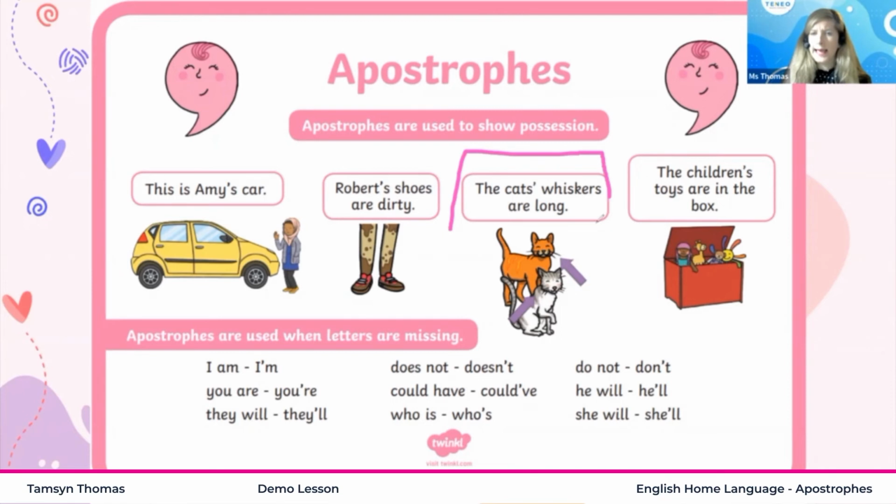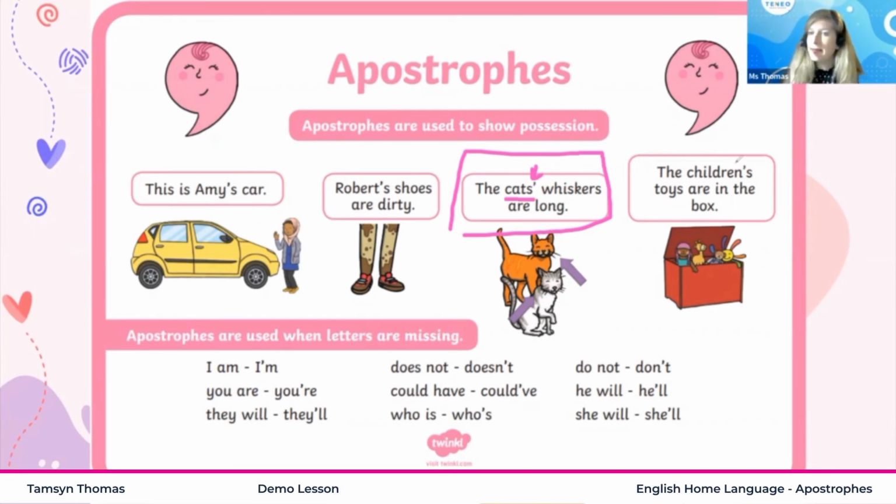Over here, I've got "the cats' whiskers are long." Does anybody know how many cats we are talking about here? Is this one cat or more than one cat? Yes, Josh? Wow, I am so impressed with this class. Absolutely, Josh, we have more than one cat. If Apostrophe Cat puts his tail over that apostrophe, to the left we have cats, more than one cat, that is owning the whiskers.